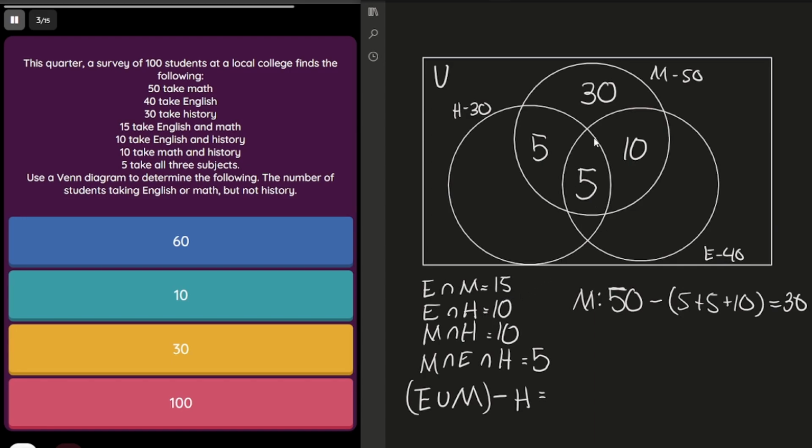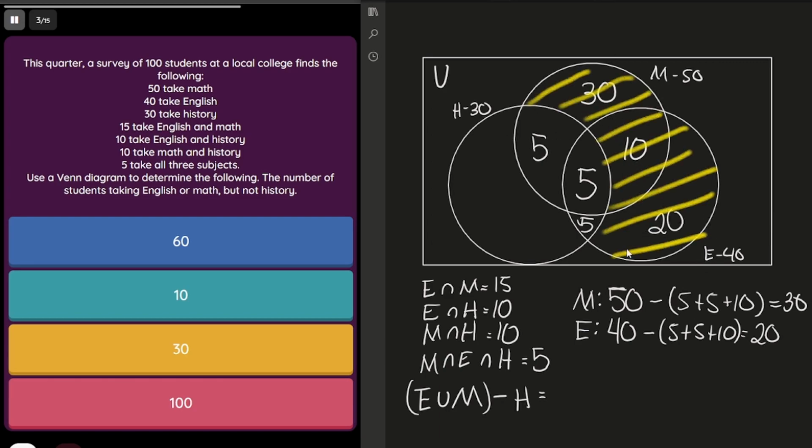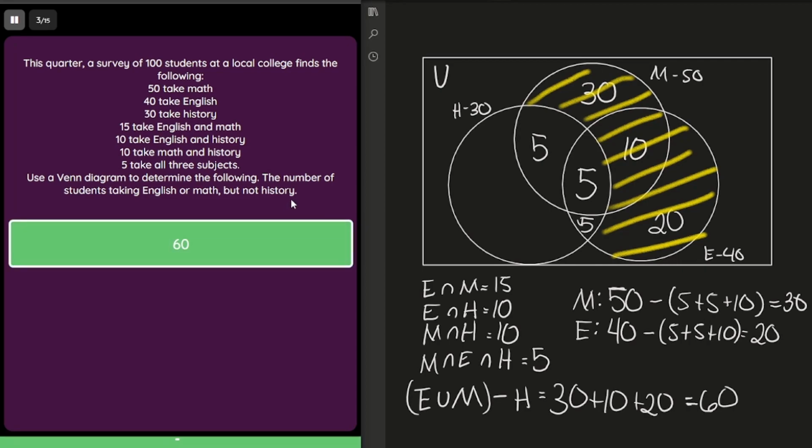5 of them are taking also math. 10 take away 5, we have 5. Let's find out those taking English only. Take the total number of students for English, then take away the students who are taking the other subjects also. And that is 20. We have enough to solve the problem. Let me shade math and English minus history. Let's get all the shaded numbers. And this is a total of 60. There you go.